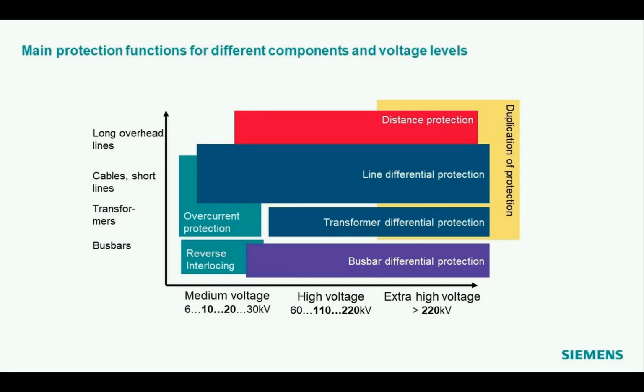If we look into transformers, on the lower voltage levels, we typically have overcurrent protection or just fuses as protection. If we come to the higher voltage level, the typical main protection against short circuits is the transformer differential protection. And the lowest level here, in this case, the bus bar protection.